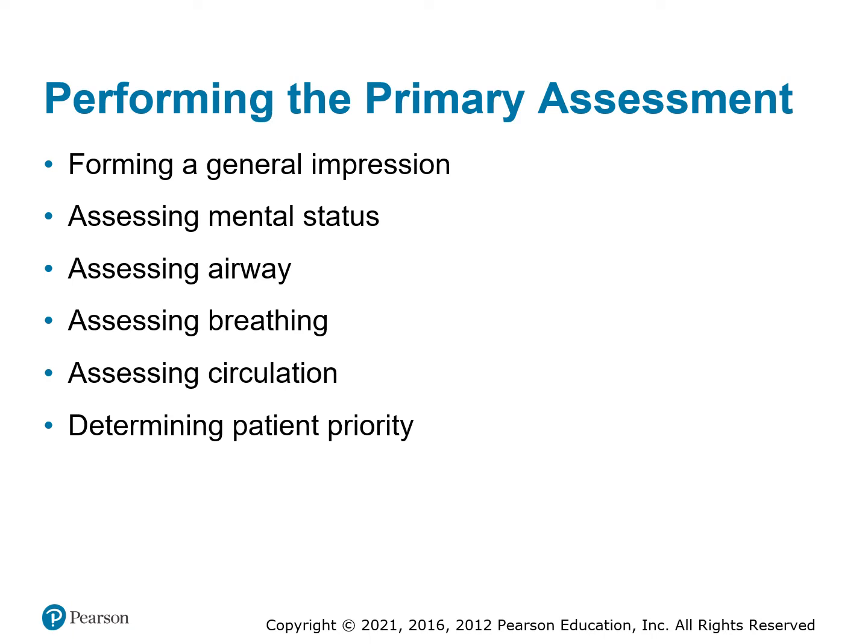So as we look at the primary assessment, these are the 6 steps. You're going to form that general impression, and like we talked about, and we're going to talk about again here in the next couple slides, it's just a rapid determination based on what you initially see as far as how severe the patient is. And then you're going to assess their mental status, and we'll talk about an acronym that helps with that assessment. We discussed that you're going to learn all kinds of acronyms through this class. This will be an important one.